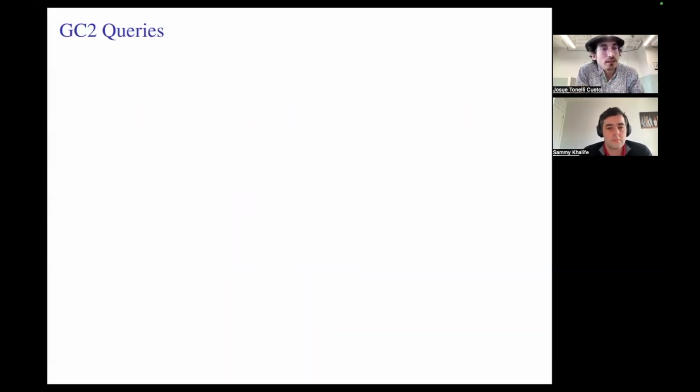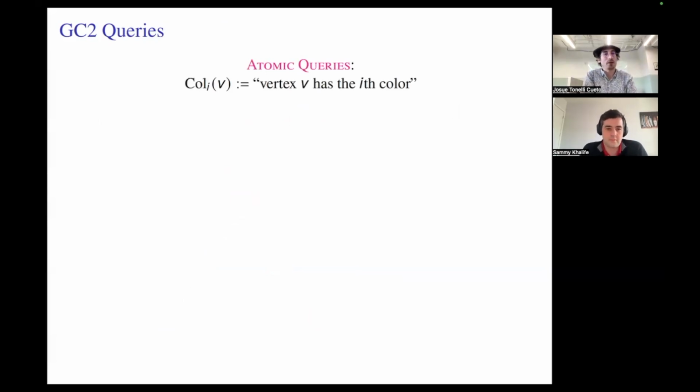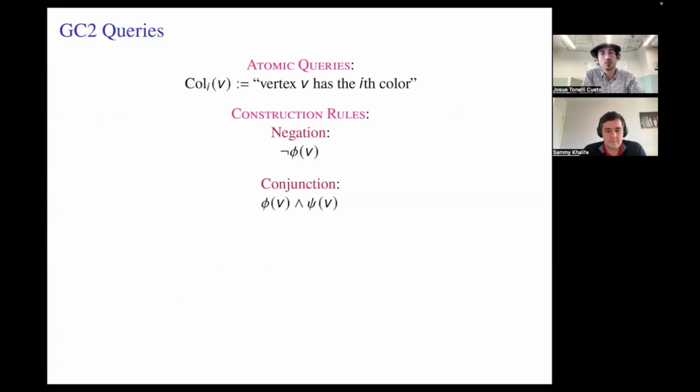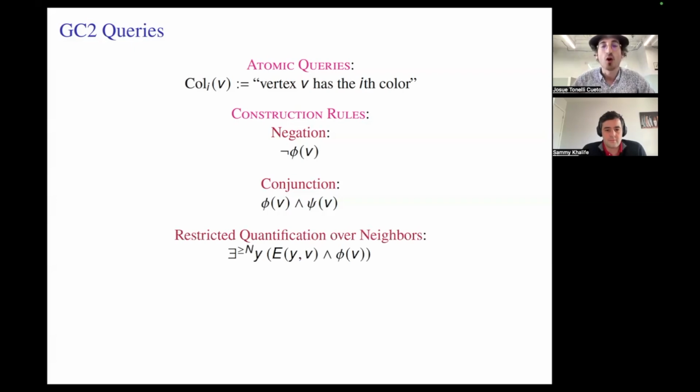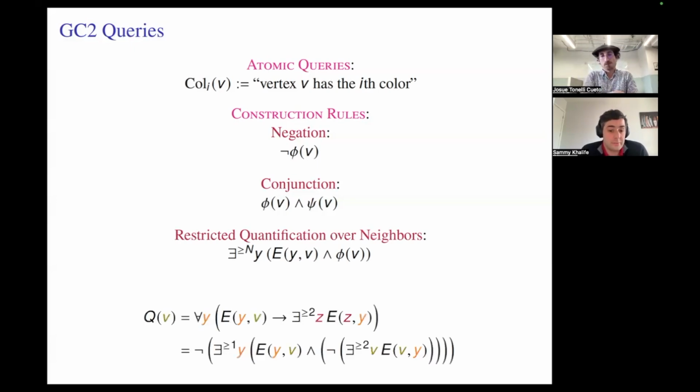Now, the family of queries on which we will be focusing are the so-called GC2 queries. These queries are constructed starting first with the atomic queries that are the color predicates, and then we construct the GC2 queries out of this by using three construction rules. First, if we negate a GC2 query, we have a new GC2 query. If we take the conjunction of two GC2 queries, then we have a new GC2 query. And finally, if we do a restricted quantification over the neighborhood of a vertex with a GC2 query, we get a new GC2 query. Note that our two examples are GC2 queries because they can be formed as such.